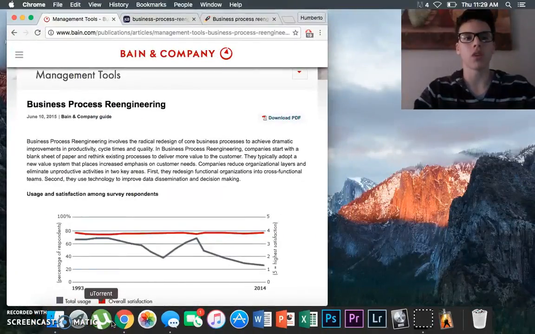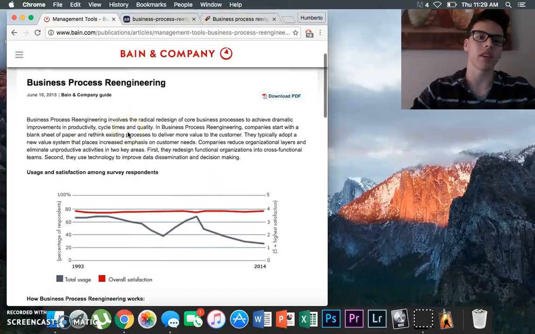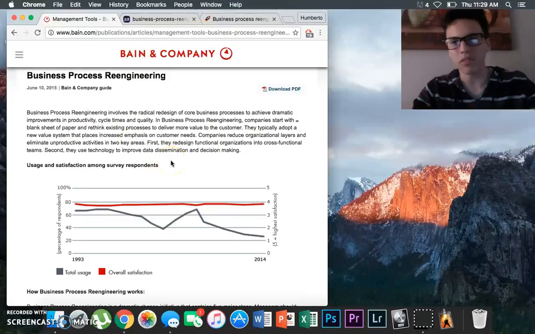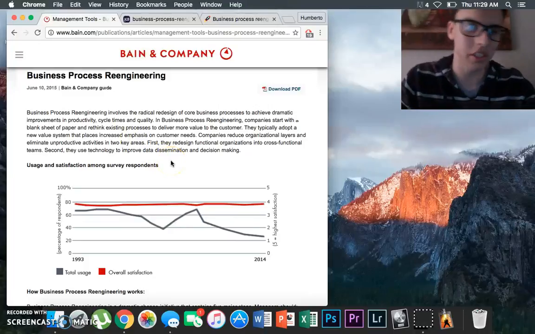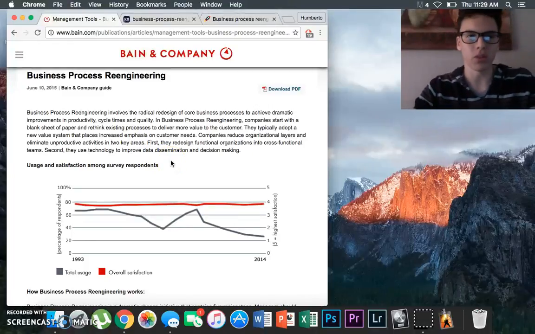Throughout a bit of Google researching, I came across a website by the name of Bain and Company. Bain and Company basically describes and defines what business process reengineering is. So in this first paragraph, they give a blunt definition. Let's read that real quick.